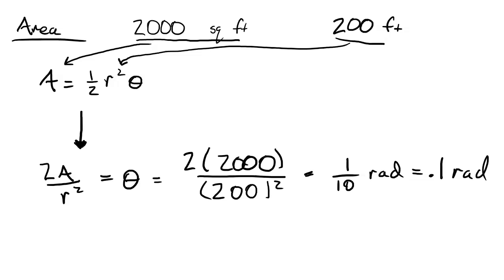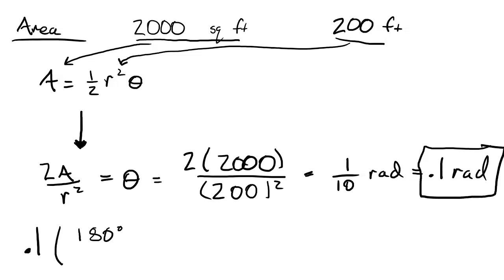So this is going to be our answer in radians. I'll just circle the 0.1 rad. That's going to be our answer to part A. So then we take that 0.1 and we multiply that by our factor of 180 over pi. And this is to transfer it from radians to degrees. So this is going to equal 18 over pi, which is approximately 5.73 degrees.